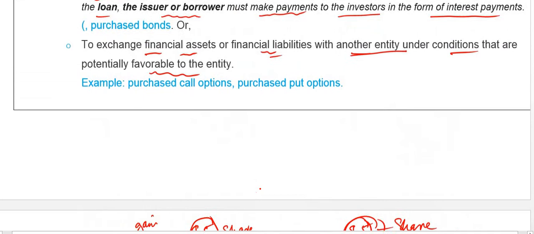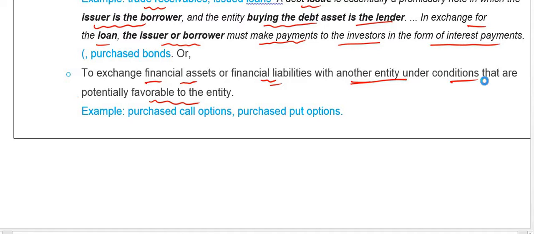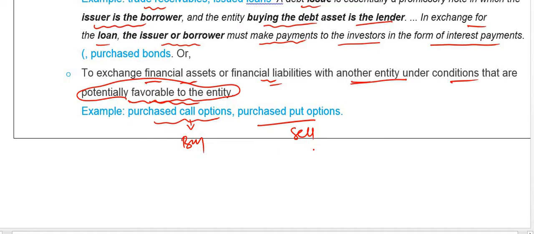that to exchange financial asset or financial liability with another entity under conditions that are potentially favorable. So when the condition is favorable for you, when you purchase a call option it means to buy something, and a put option means to sell. If it's favorable for you, then sell. If it's not favorable for you, then don't sell. So this is the option, this is the right, which is favorable to the entity.